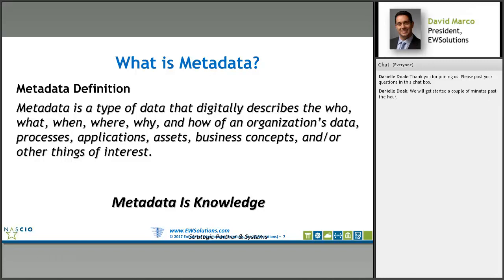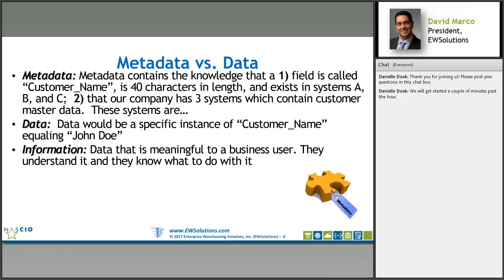If I said, Eric, I'm going to give you sales figures in millions or billions for your agency, he can look and say, oh, sales are increasing or they're decreasing. He could actually use the information. And metadata provides the context to the content of our data. So let's look at that a little bit more. So metadata contains the knowledge about our data. Maybe that a field is called customer name. Maybe that it's 40 characters in length.